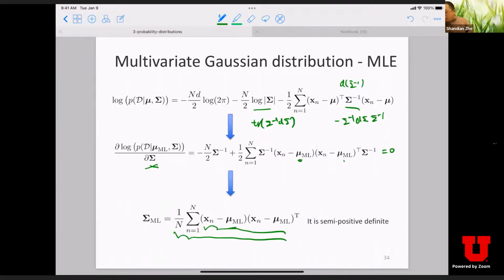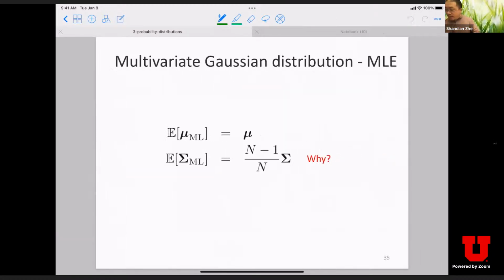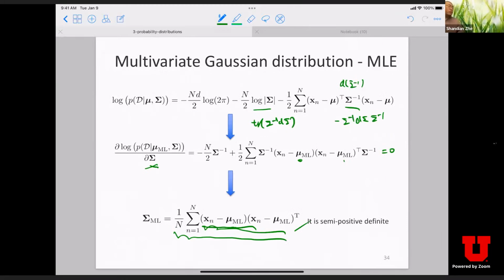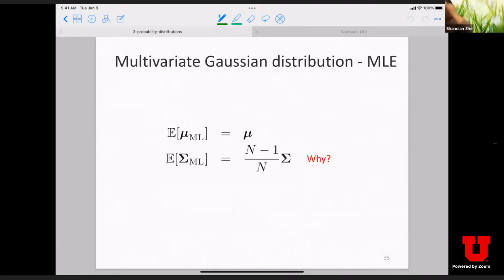Remember mu ml is computed by averaging all the examples. Here we calculate the difference between xn and their average, multiply it with its transpose as the outer product, sum over all the training examples and take the average. So here's the result. You don't need to memorize this; if you want to use it, you just look it up in a dictionary. But this is a well-known result.